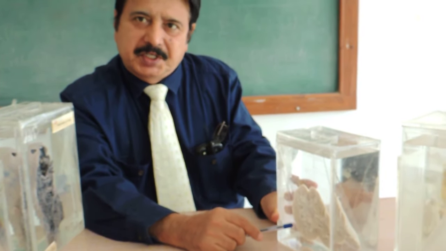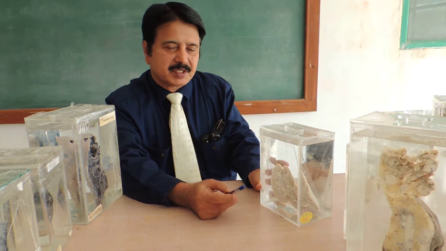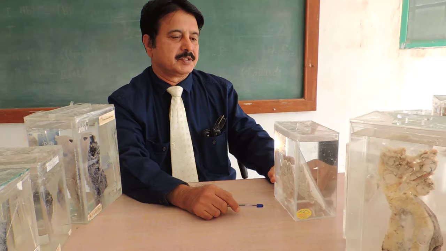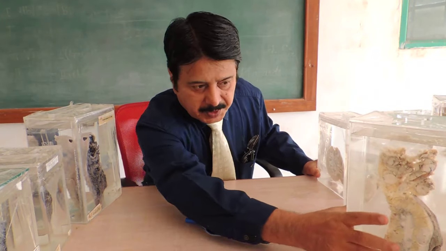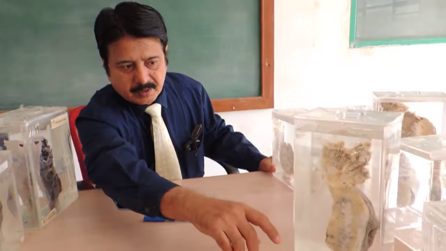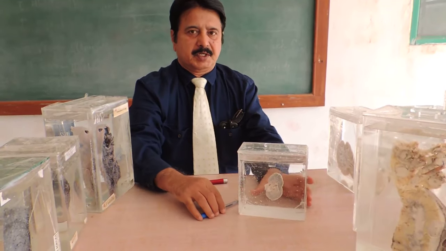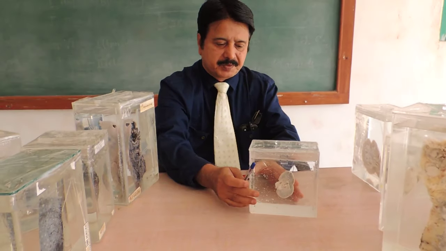So this is about the kidney. Kidney normal size is about 11 centimeters by say 5 centimeters. So this is much more than that. Now let us take another specimen of the kidney. Now in contrast to that, look at this specimen of kidney.